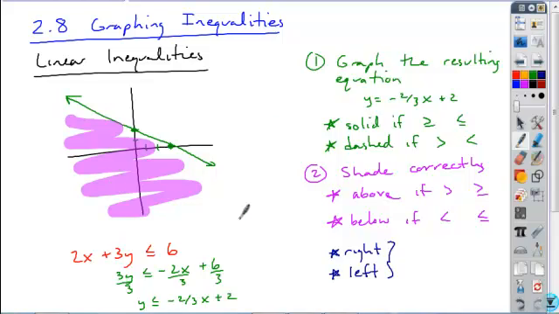But what would have happened if we were dealing with a graph that didn't have a negative slope? What if it had a positive slope and we were shading below it? And so it's still a less than, or less than or equal to. Now would this shading be to the right or to the left? Now it would be to the right. So the right and left indicators are based on whether your slope is positive or negative.